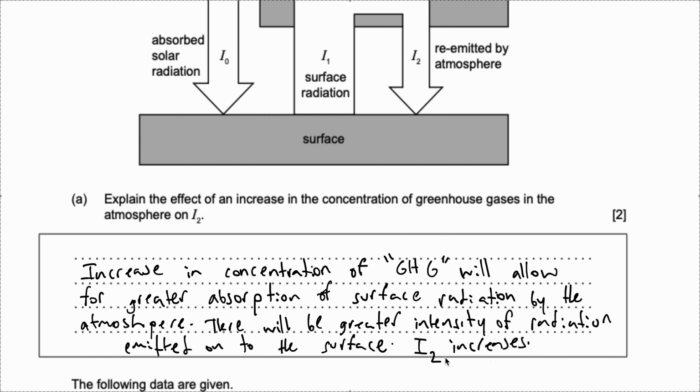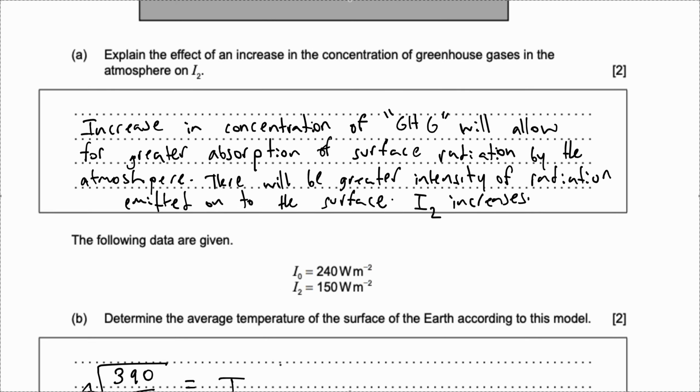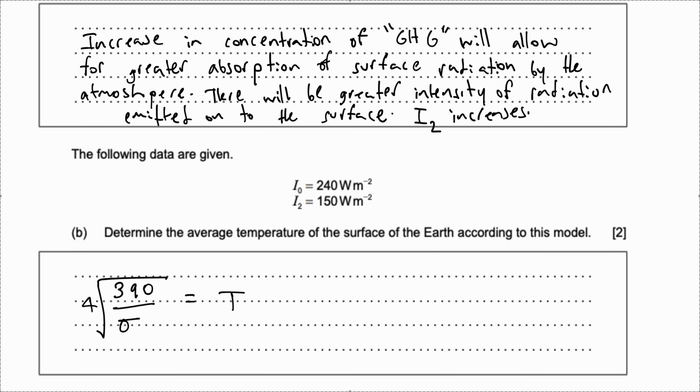Okay, so the idea is that the greater concentration of greenhouse gases there are, the greater the atmosphere's capability to absorb the surface radiation, and so the more surface radiation it absorbs, the more it will emit back onto the surface of the earth, and so the intensity I2 will have to go up. Okay, now the next question.